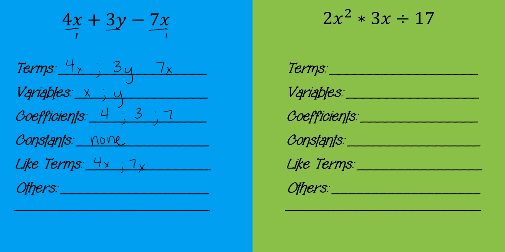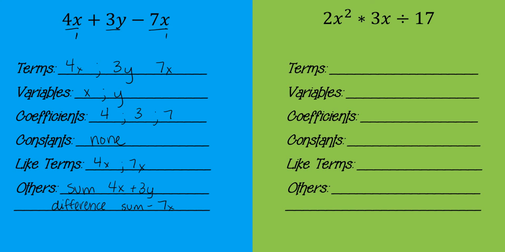Other examples that I have in here, so I have a sum, and the sum is my 4x plus 3y. And then I also have a difference, and I can be super specific here and say that my difference is going to be my sum minus 7x.